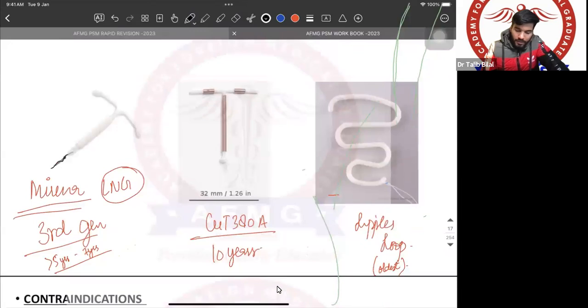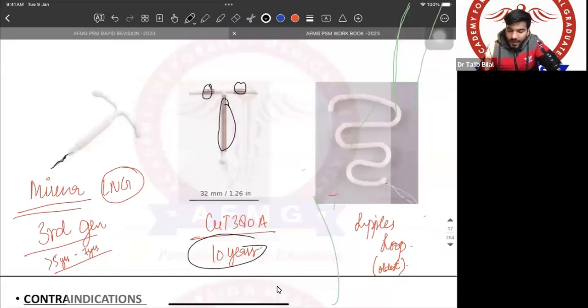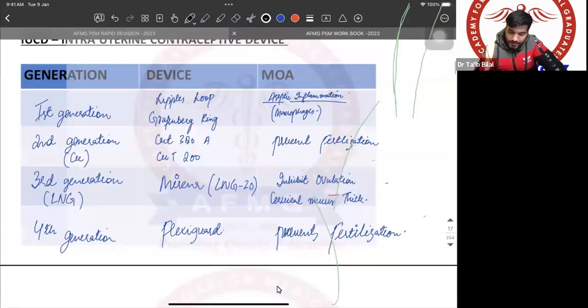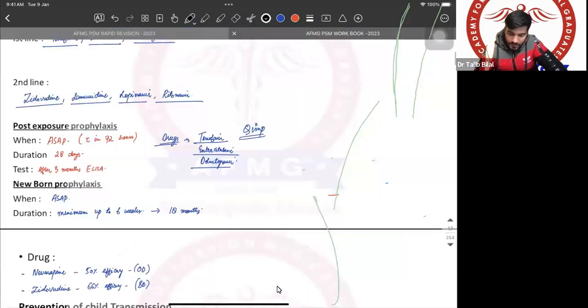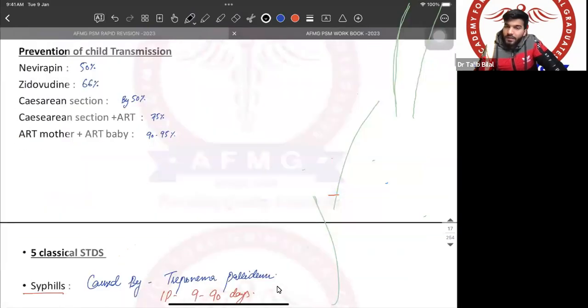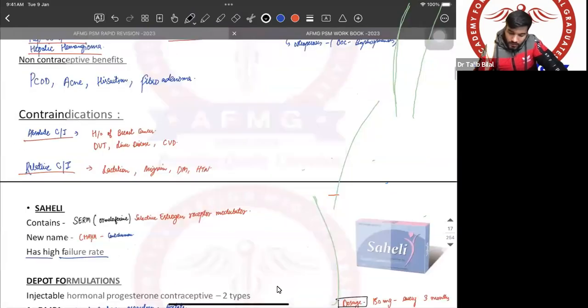Mirena, with a thread. This is a copper-containing IUCD, second generation, having a lifespan of 10 years. And this is a Lippes loop. Which generation, guys? Oldest, it is a first generation IUCD. Is that clear, guys? So that was all about the contraceptions.